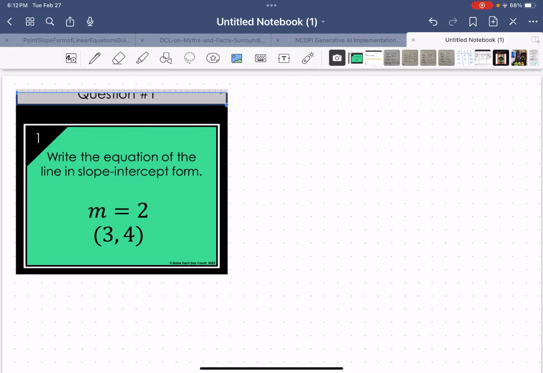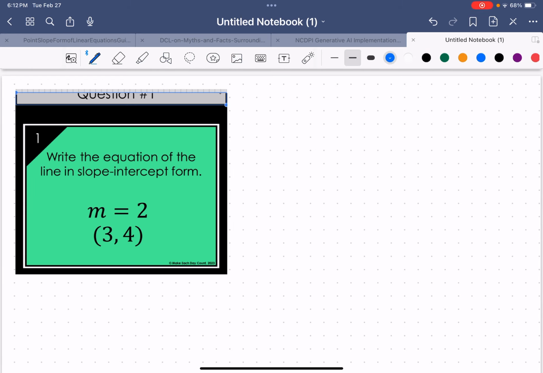I wanted to walk you through the first example from today's assignment and show you the two different ways you can solve it. One using slope-intercept form and the other using point-slope form. So the form you're probably the most familiar with is slope-intercept form, which is y equals mx plus b. Now in this example for question number 1, you're already given slope and an x value and a y value. All you're missing is your y-intercept, or the b.